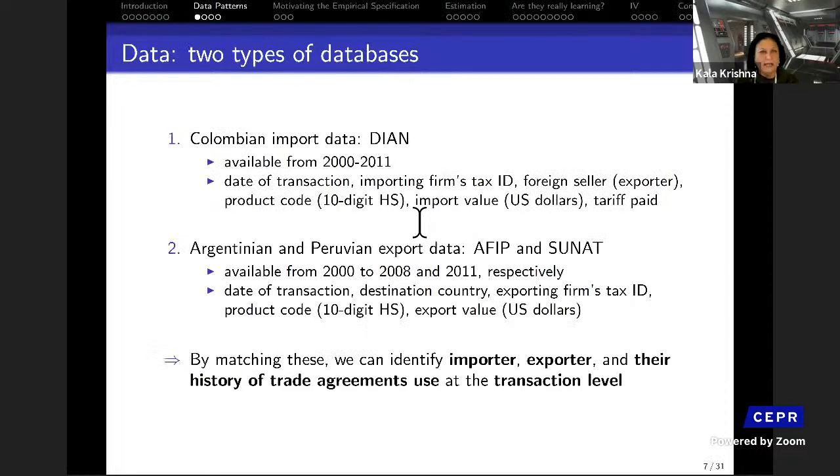Okay. So the databases that we have are Colombian import data, and these are the dates that they are available from.